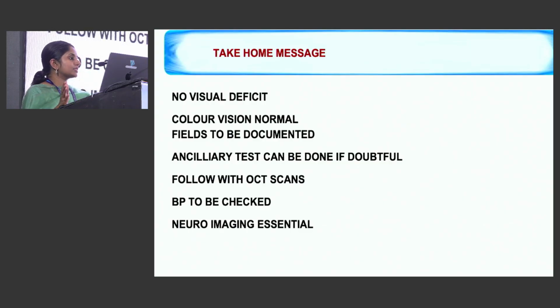What are the take-home messages? There will usually be no visual field deficit in papilledema. Color vision will usually be normal. Fields are to be documented. Ancillary tests can be done if doubtful. The patient has to be followed up with OCT scans. BP is definitely to be checked, and neuroimaging is essential in every case.